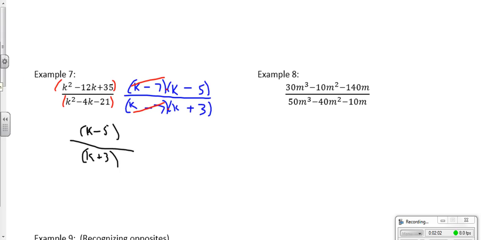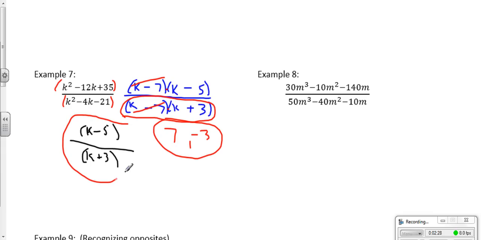Now what are the excluded values? Well, we go to the original fraction and look at the denominator and ask what could cause this to be 0. That would be a positive 7 and a negative 3. So it's a lot like finding our x-intercepts for quadratics. Same mentality and purpose here. But 7 and negative 3 would cause the denominator to be 0, which would cause it to be undefined, unacceptable. So our answer's there and our excluded values there.